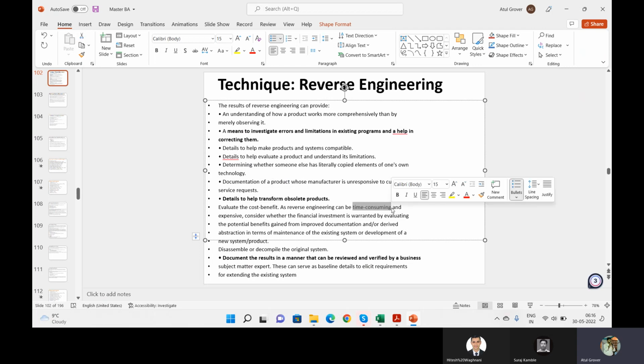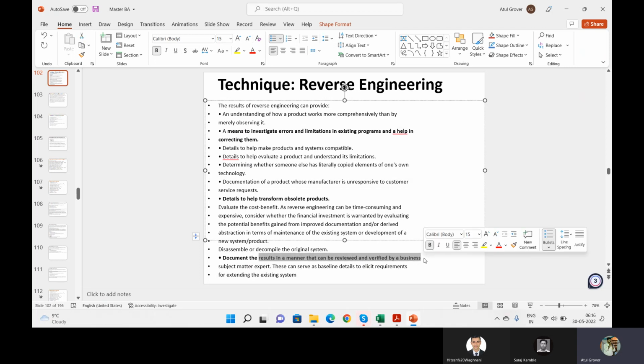Why is it time consuming? Because you need to work on each and every component from the current state. And after that, it is also not guaranteed that what you understand, and on the basis of which this tool has been developed, is still the same or not.